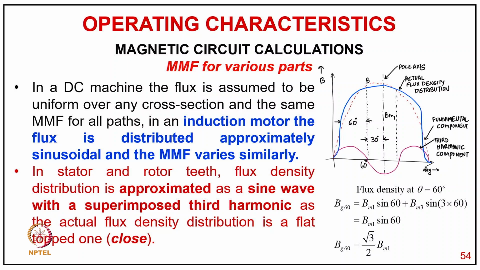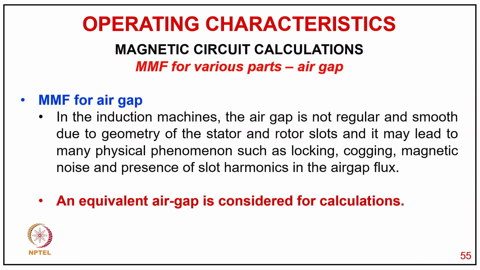So we can say B60, BG60 at a 60-degree angle, which is a good estimate for that, comes to root 3 by 2 times B average. That comes to be Bm1. That is typically the value of peak flux density.